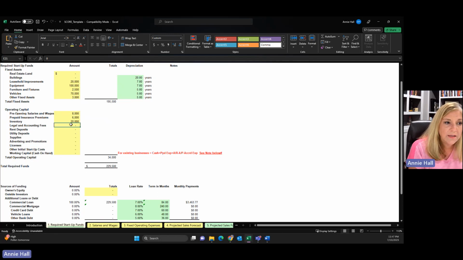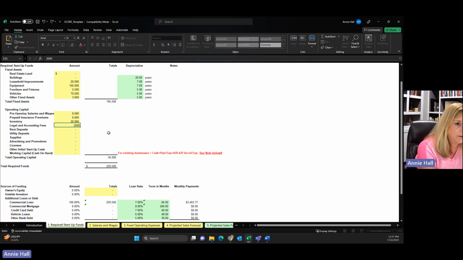Legal and accounting fees. I'm probably going to need someone to draw up some agreements with suppliers or vendors or things like that. And I probably will need an accountant to set up the books unless I'm going to use QuickBooks. So we'll assume we're using QuickBooks. And we probably will want to have some sort of a lawyer take care of our copyrights or our trademarks or those types of things. So I'm just going to put 2,000 in here for a lawyer.